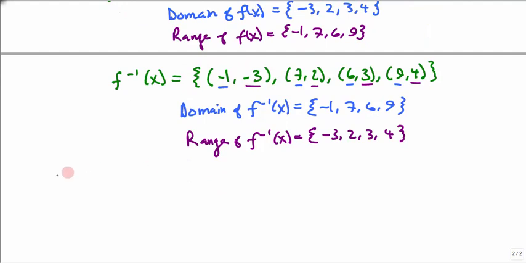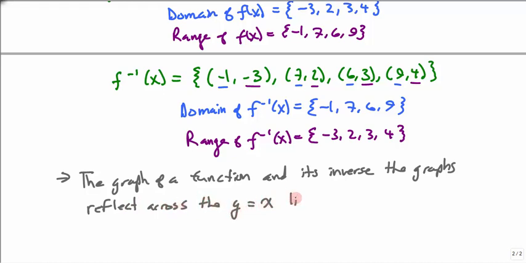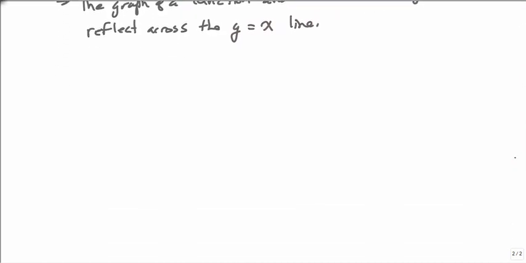So another thing that I could do is I could say, when I graph a function and its inverse, the two graphs reflect around the y = x line. So let's go ahead and take a look at what this means. I'm going to pop in a Cartesian coordinate system so it's a little bit easier to see what's going on here.